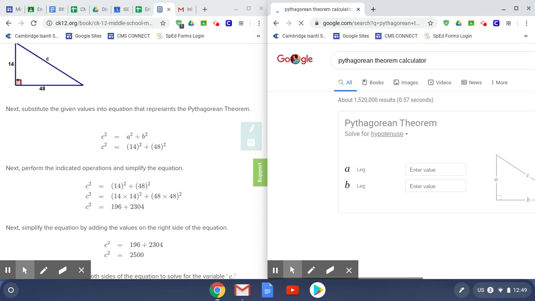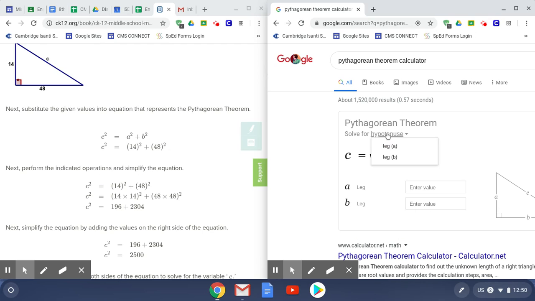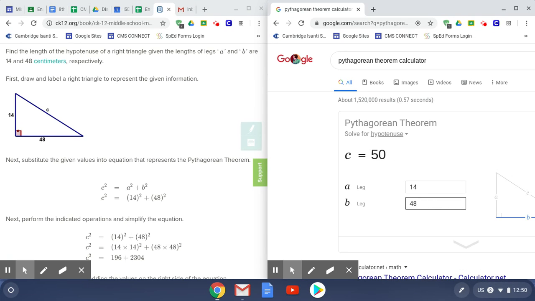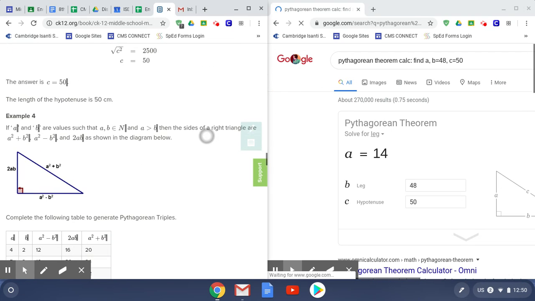So right on Google, something pops up right here. Now you can either choose to solve for the hypotenuse or leg A or B. Okay, so if we know right here, we're trying to figure out for the hypotenuse, right? We're trying to figure out for C. So we know A is 14, and we know that B is 48. So we can easily figure out that C is 50.